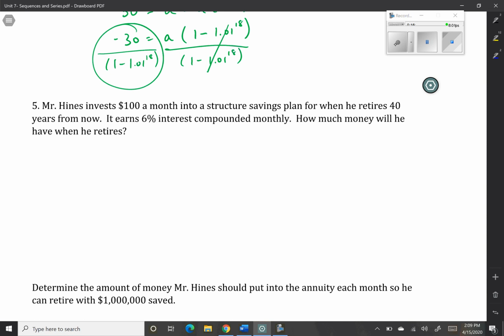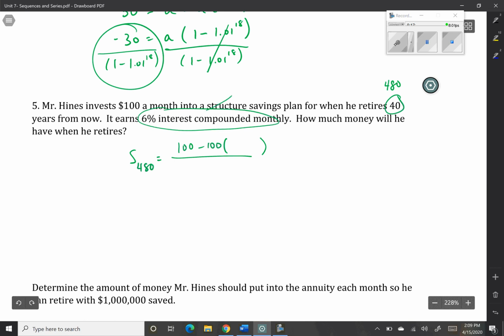So 40 years is a value of 480 payments. So I want to find the value of S sub 480. I know the initial amount of money, it's 100. I know the rate, 6% compounded monthly, I would say 1 plus 0.06 over 12. If I type that in my calculator, that should come out relatively nice. I get 1.005. And that's the 480th power. And then 1 minus 1.005.